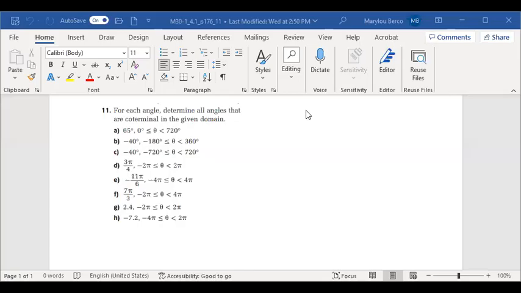For each angle, determine all angles that are coterminal in the given domain.